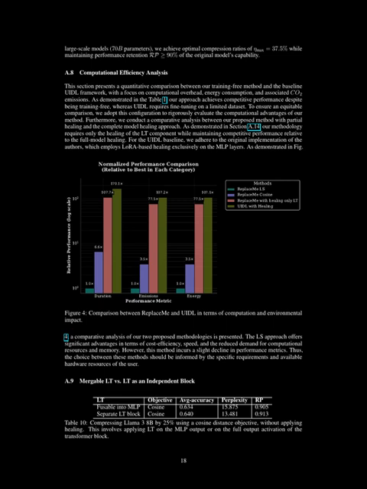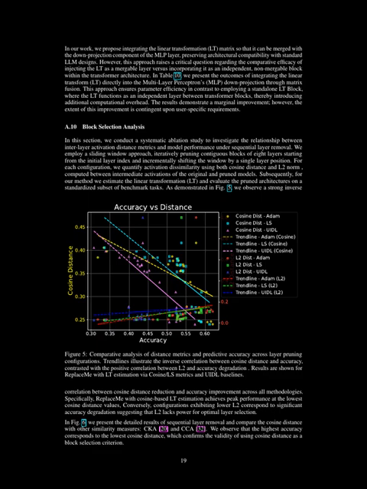Appendix 9: mergeable LT versus LT as an independent block. Table 10 compares LT objectives by average accuracy, complexity, and RP: fusible into MLP with cosine gives 0.634, 15.875, 0.905, and a separate LT block with cosine gives 0.640, 13.481, 0.913. Table 10: compressing Llama 3 8B by 25% using a cosine distance objective without applying healing. This involves applying LT on the MLP output or on the full output activation of the transformer block. In our work, we propose integrating the linear transformation LT matrix so that it can be merged with the down projection component of the MLP layer, preserving architectural compatibility with standard LLM designs.